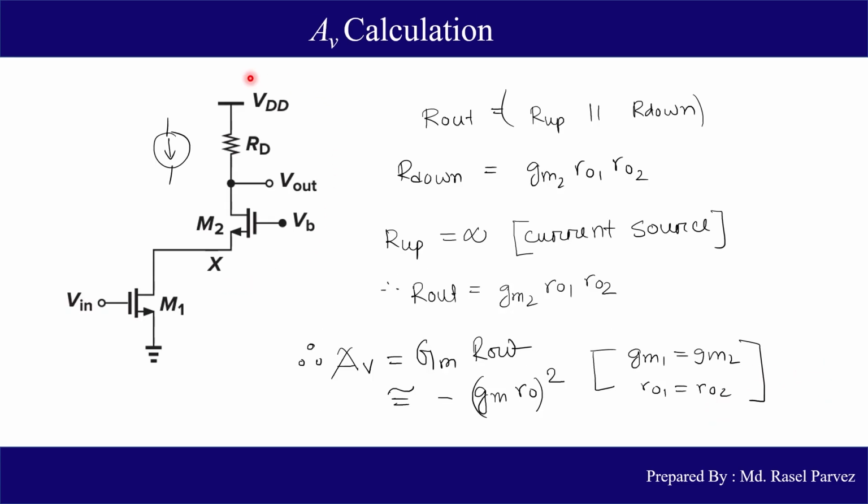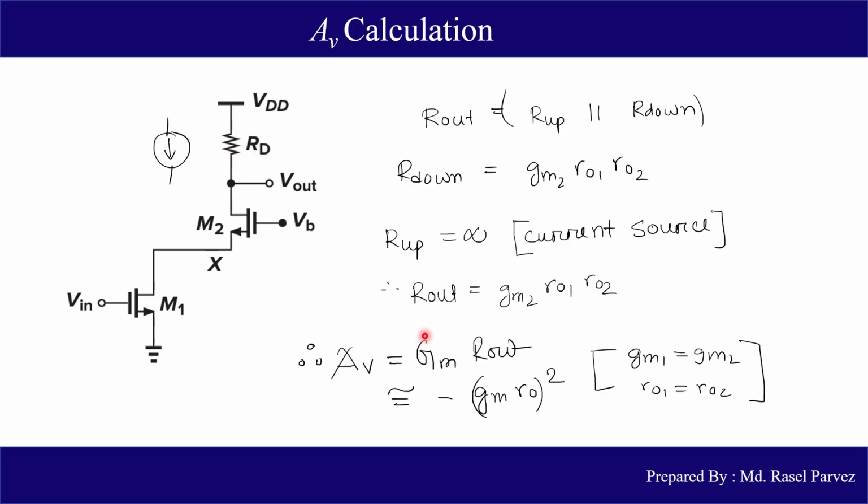Here we calculated the total small signal gain of the circuit. We already evaluated the total downward resistance. If we use a resistive load, we will replace R up with RD. If we use a current source load, we will replace R up with infinity. We have assumed that we have used a current source load, so the effective output resistance will be actually equal to R down. So we have written the expression of output resistance here.